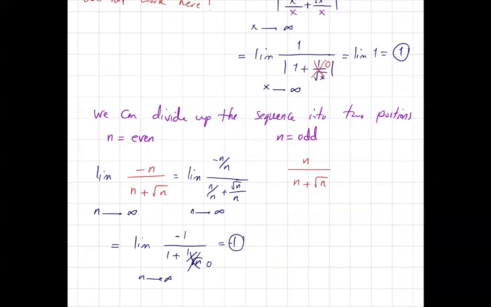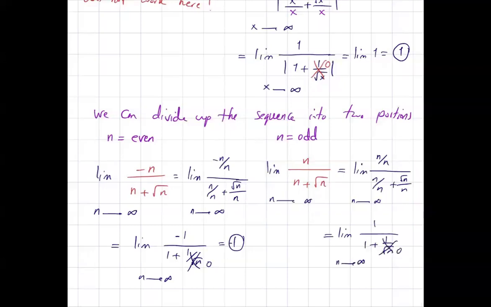But when n is an odd value, you have the limit of n over n plus the square root of n as n goes to infinity, which can be written as the limit of n over n divided by n over n plus the square root of n over n as n goes to infinity. So you end up with the limit of 1 divided by 1 plus 1 over the square root of n as n goes to infinity. This is just 0, so you end up with 1.